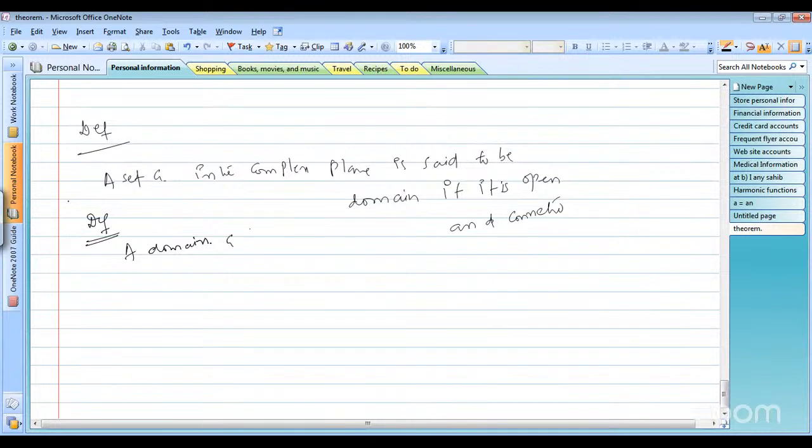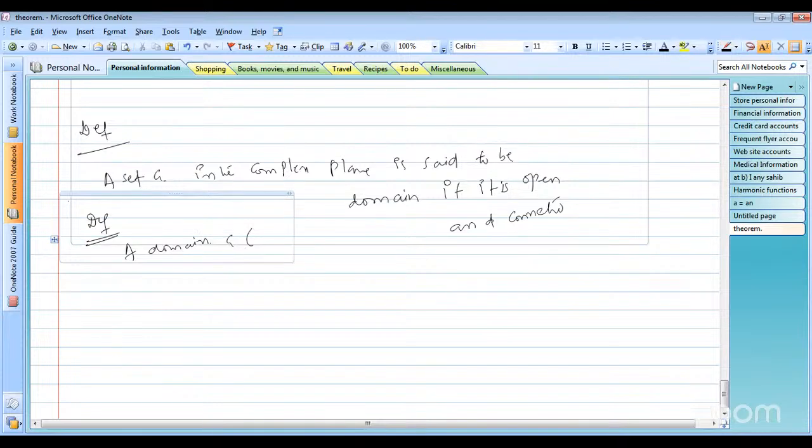A domain G, or more generally a set of complex numbers, is said to be bounded if G is contained in some circle with center at the origin and radius greater than 0. Otherwise, G is said to be unbounded. There are so many definitions here, so you have to study them.